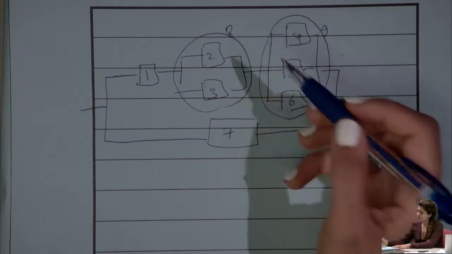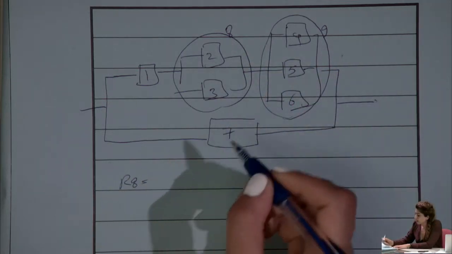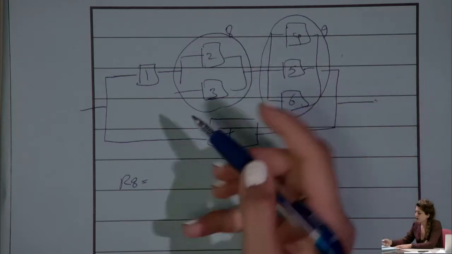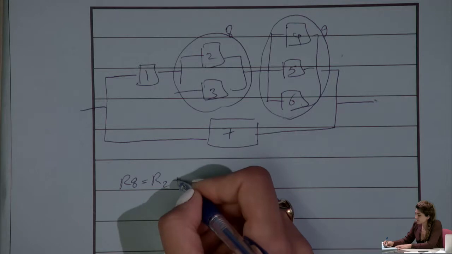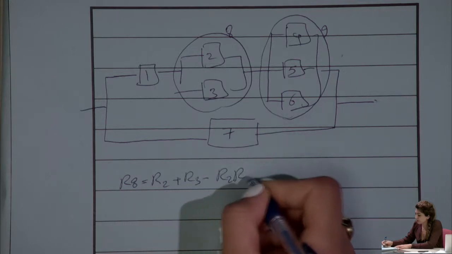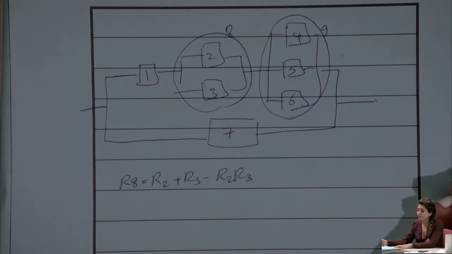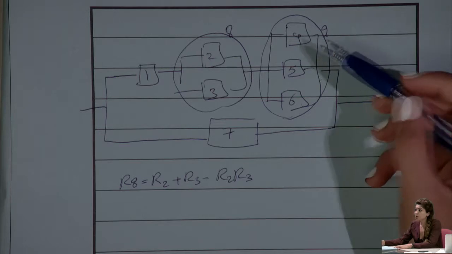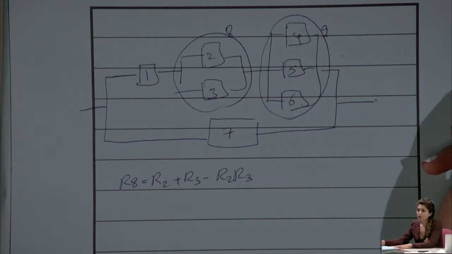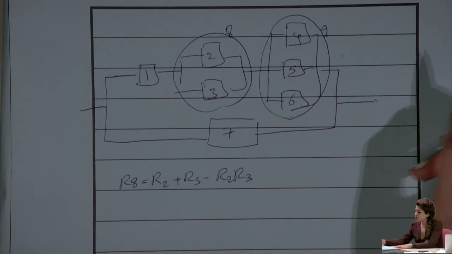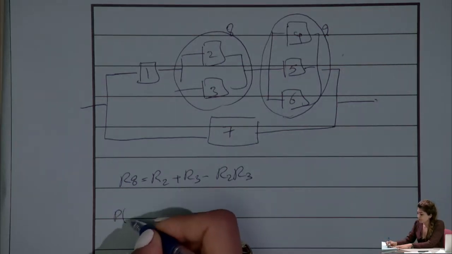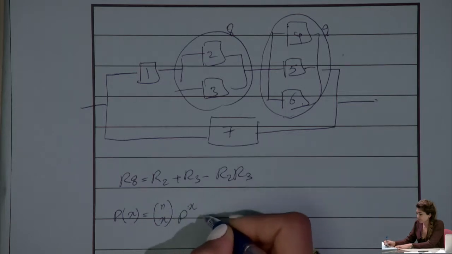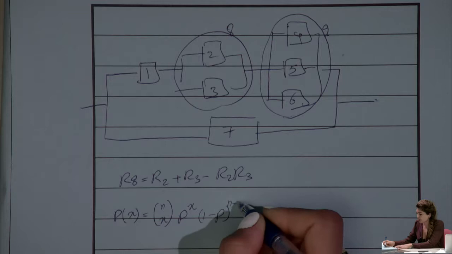What is the reliability of system 8? It is when at least one of these works, right? So how do I write that? As R2 plus R3 minus R2 R3. That's the reliability for that one. But what is the reliability for 9? It says 2 out of 3 have to work. So if you remember, for a binomial distribution, what was the equation? Probability of x was x out of n, probability of success to the power of x, and 1 minus p to the power of n minus x.